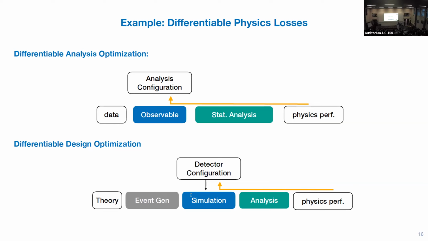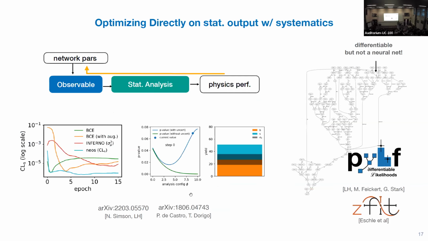If the statistical analysis, for example, is differentiable, you can backpropagate through the analysis configuration and optimize it directly, instead of just hoping for the best that it's working. A very similar idea is differentiable design optimization, where you have maybe a detector configuration, and you want to see, okay, is that a good detector design? If you have a differentiable simulation and a differentiable analysis, you can just look at the physics performance and optimize the detector design. So this is a very ambitious idea.